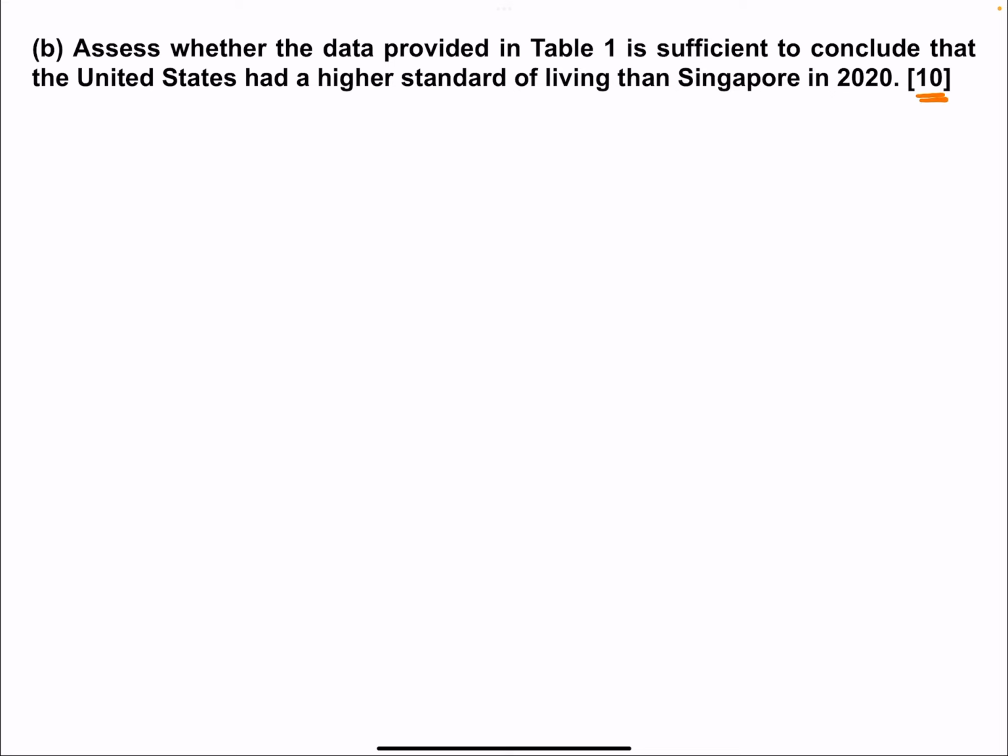So a 10-mark CSQ question is 7 plus 3, right? So 3 would be your evaluation, which means you need to give a conclusion. Then this is an "assess whether" question, which means you need 2 sides. So let's figure out the 2 sides, which will help you score the 7 marks, right? Okay, so let's figure out what the 2 sides are.